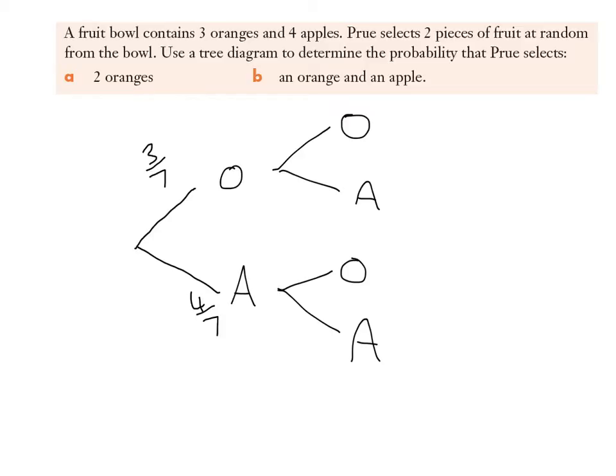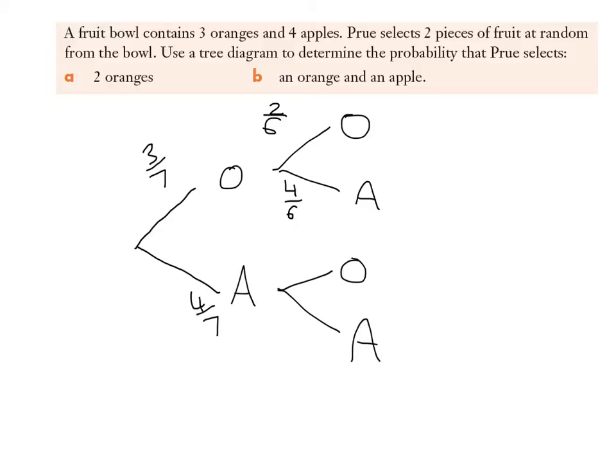Now, let's assume that she's picked 1 orange. What are the chances that she's going to pick another orange? Well, there are now only 2 oranges left. That's out of a total of 6 fruit. So that's 2 out of 6. When it comes to the chances of her picking an apple, there are 4 apples left still, but now it's out of 6.